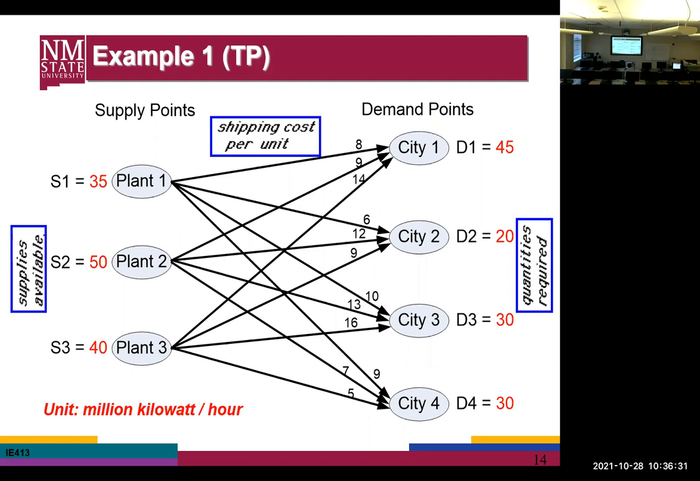And let's say the peak power demand in city number 1, which occurs at the same time, is 45 million kilowatts. In city number 2, it is going to be 20 million kilowatts, and so on. Okay. And the cost of sending 1 million kilowatts of electricity from a plant to each city depends on the distance the electricity must travel. So those are the shipping costs.